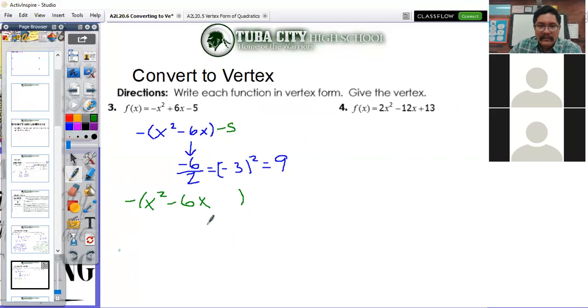So now I have my original equation. So negative x squared minus 6x, but then I have the -5. It's a little bit modified, but it's still the same thing as the original. Now I gotta add 9 in there. And when I add 9, I'm also going to have to -9.